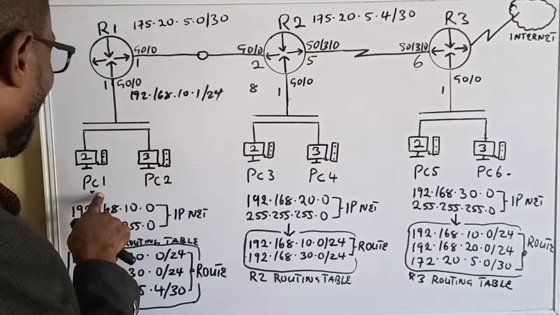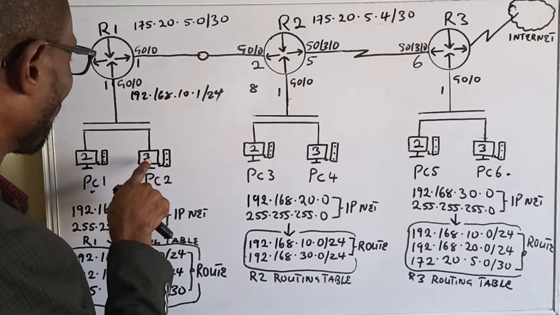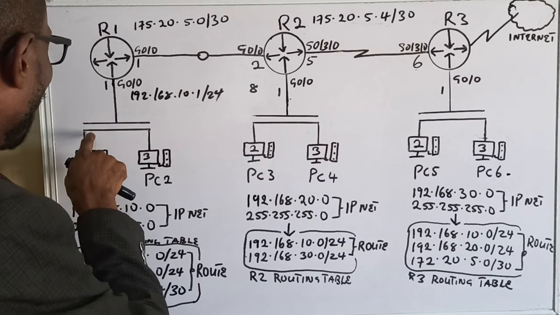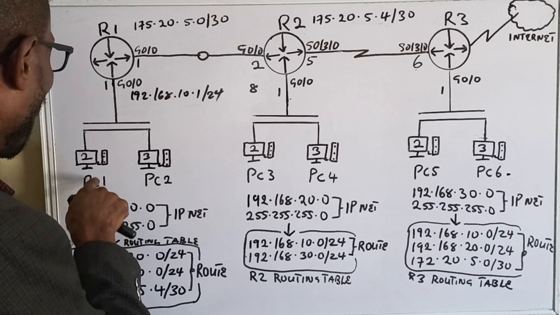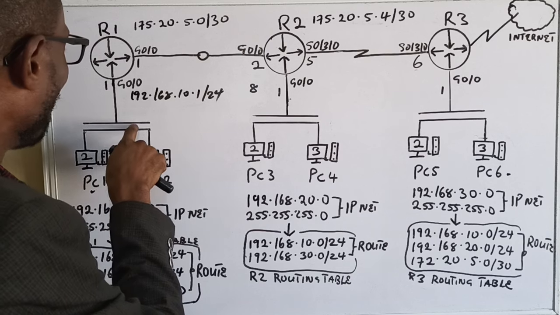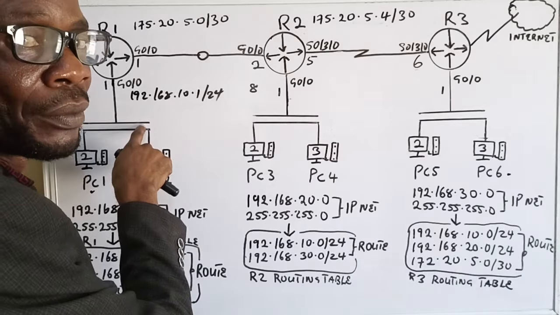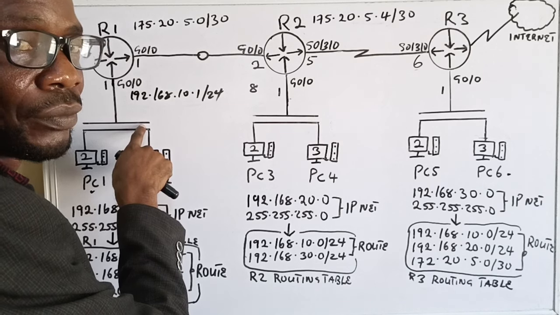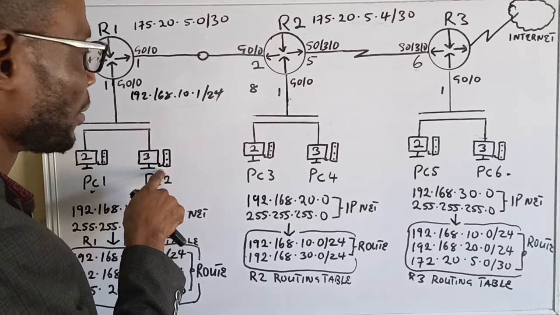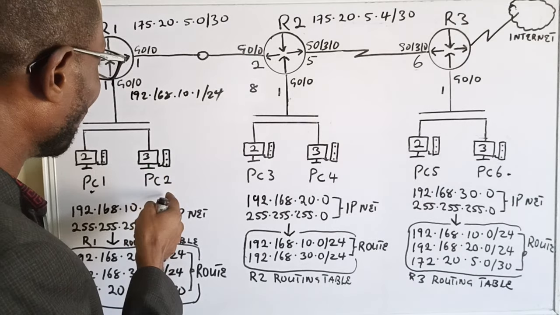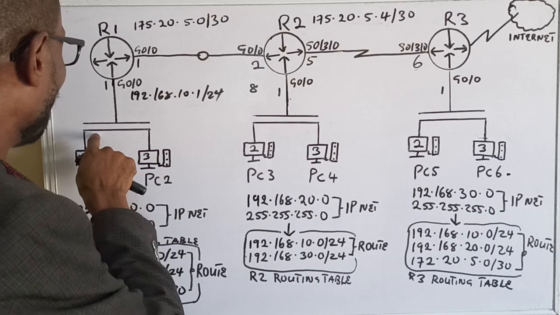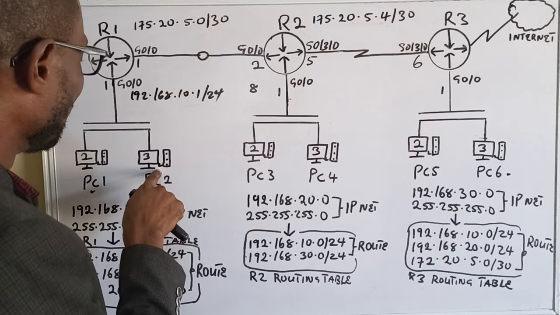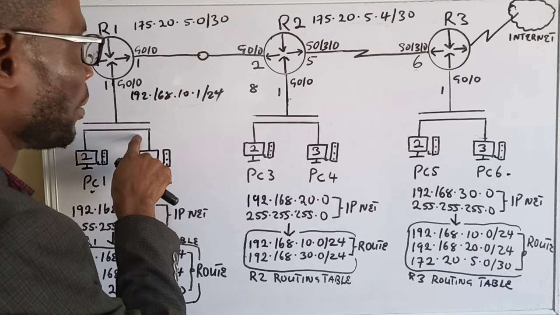With its MAC address, okay? When PC1 sent that ARP request, the switch, this is a switch, would install PC1's MAC address in its MAC address table, that's the CAM table, and send that ARP to this PC2. This PC2 will respond. Now, the switch also installs PC2's MAC address in its MAC address table.